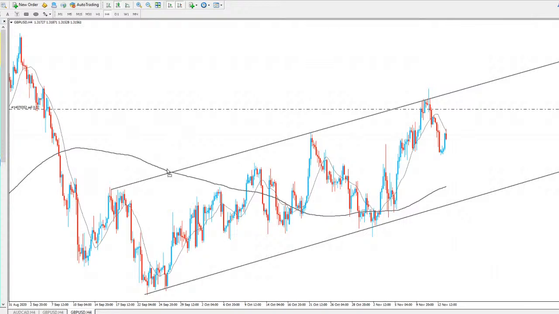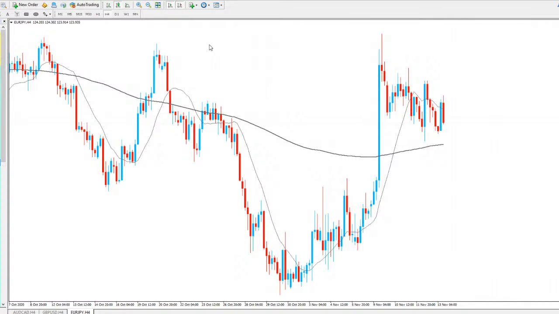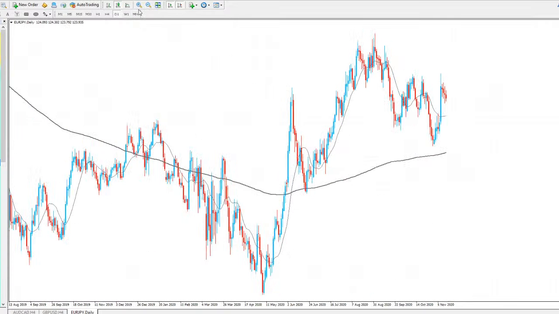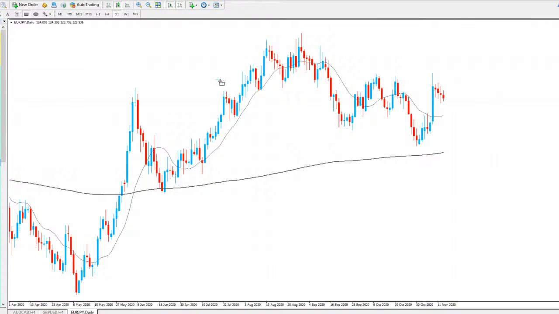Next, we'll take a look at Euro/JPY. Euro/JPY seems to be slowly moving to the downside. We did come to test some previous strong daily level in the market. I can highlight it here.